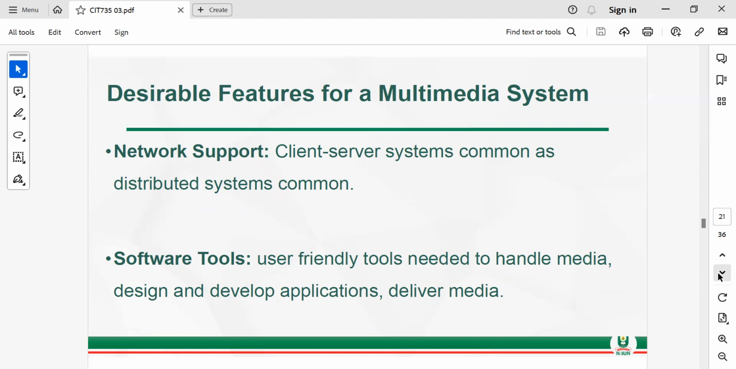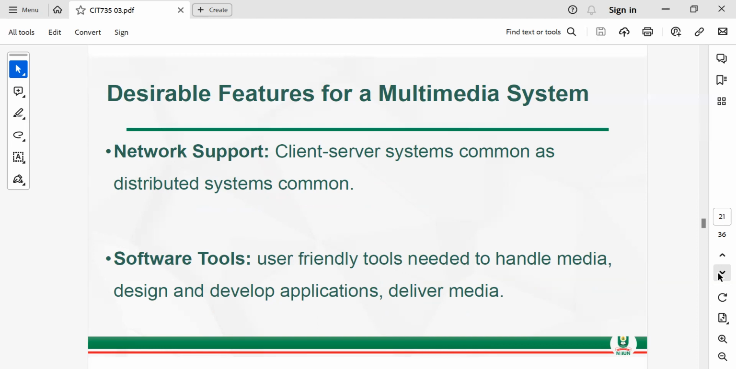And then you also have distributed systems, whereby systems are distributed across different areas. You have a system here in Benin interacting with another system in Lagos, as the case may be, and they can share files and information among themselves.